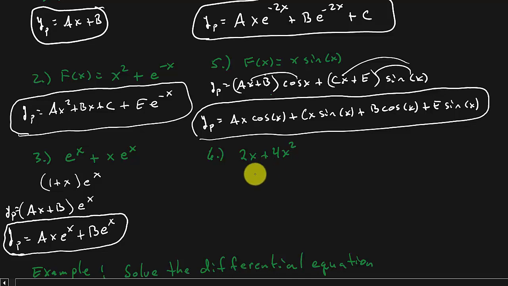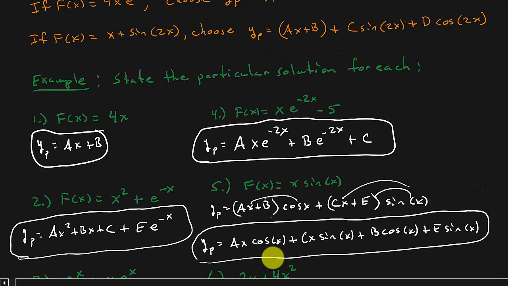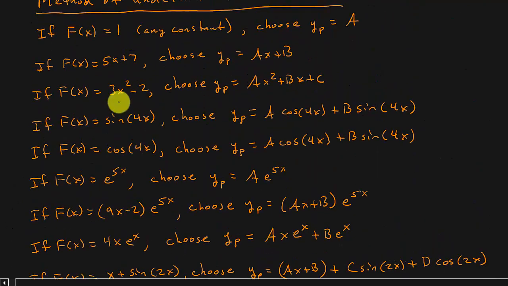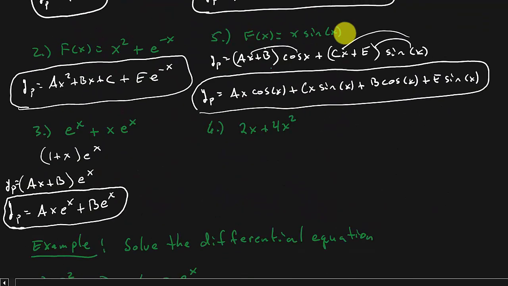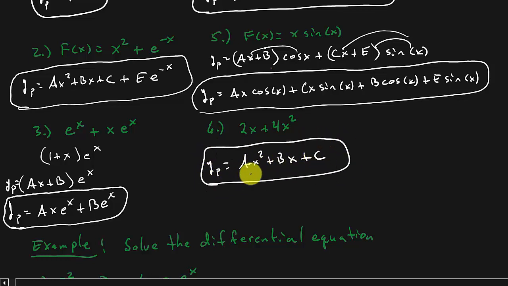Now what about this one? Don't get confused here. We've got 2x plus 4x squared. You might look at that and say, that's a linear plus a quadratic. But no, this right here is just a quadratic function. So if we have a quadratic function, what is it? It's a x squared plus b x plus c. And so we get y_p is a x squared plus b x plus c. And that would be your answer.